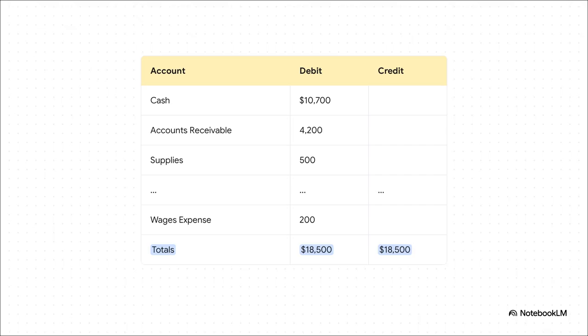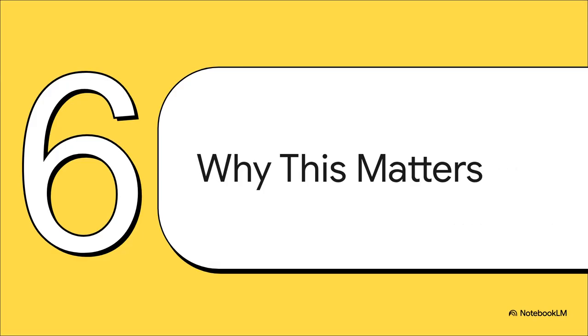And most importantly, look at the bottom line. The total debits still equal the total credits. Everything is perfectly in balance. And these are the numbers we can trust. So, we've walked through the whole process step by step. But let's take a step back and ask the big question. Why does any of this really matter? What's the so what in all this debiting and crediting?